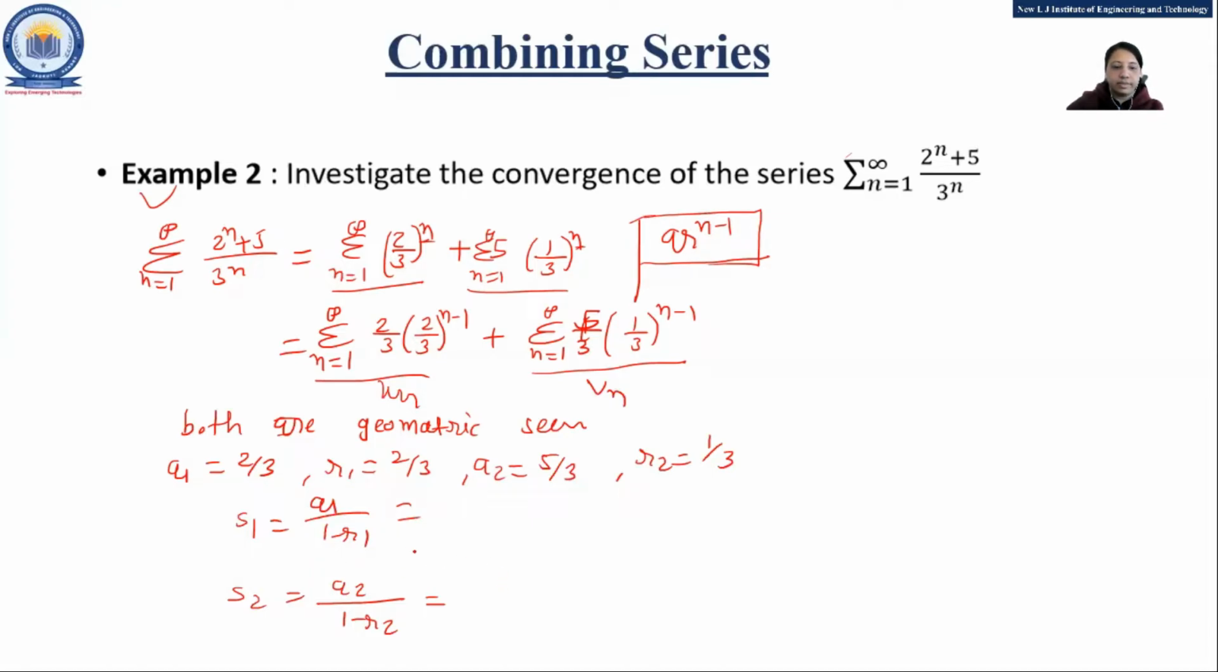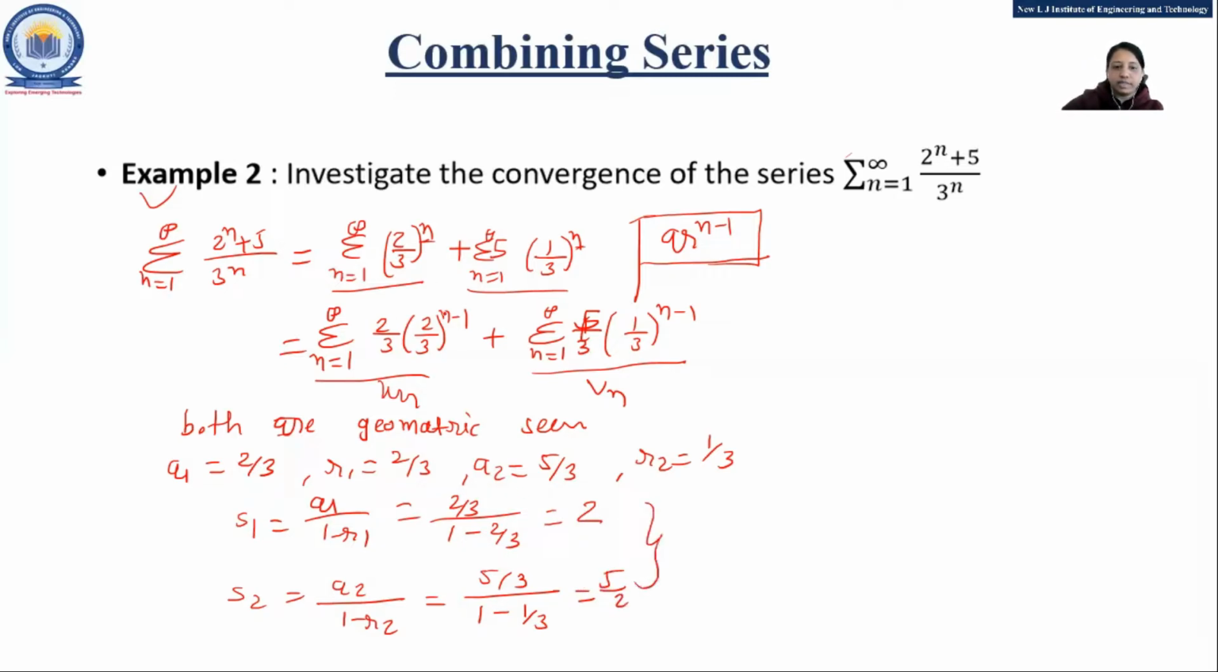Okay, fine. So what is A1? 2 by 3. Put that value, 1 minus R1, that is also 2 by 3. Just simplify it. The answer is 2, right? Correct. A2 is 5 by 3 upon 1 minus R2, 1 minus 1 by 3. So the answer is 5 by 2.